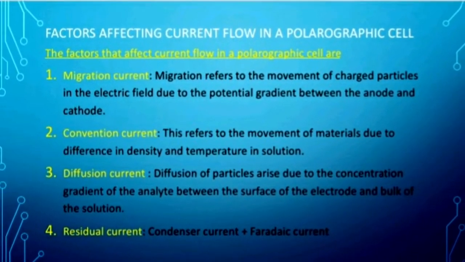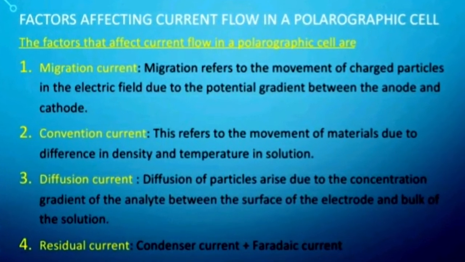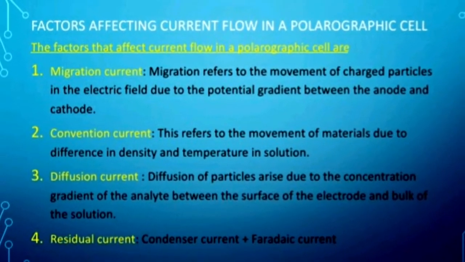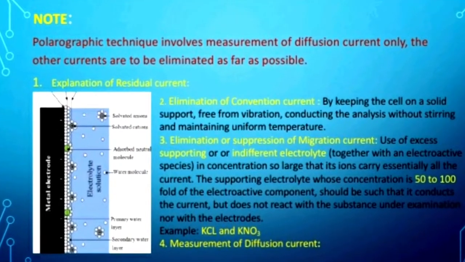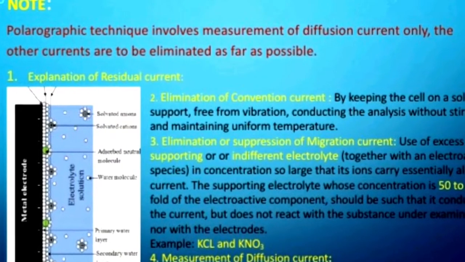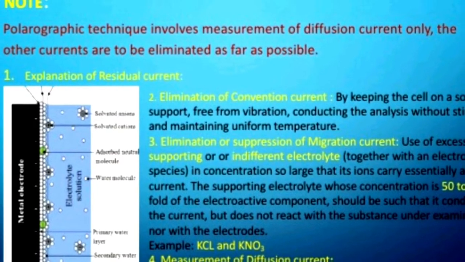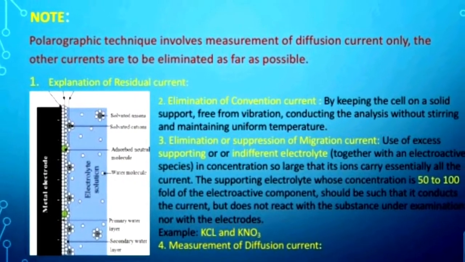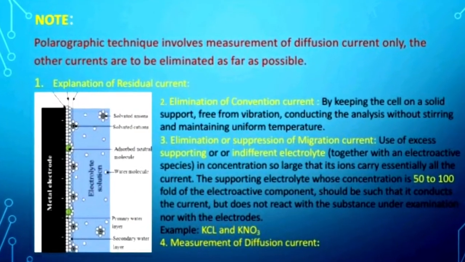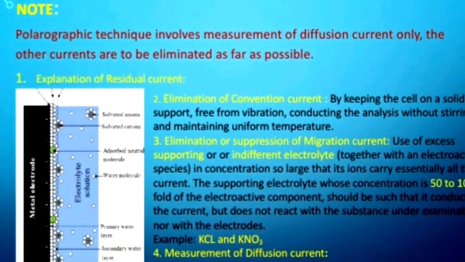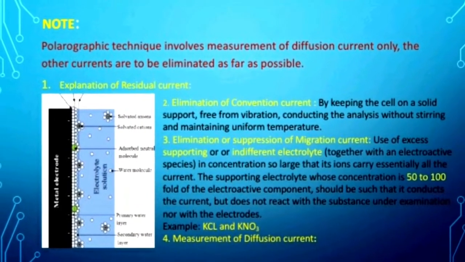The fourth and the final one is residual current. Residual current is a result of the combined effect of condenser current and Faraday current. Here we see that a polarographic technique is one that involves the measurement of diffusion current only. Thus, all the other currents, that is the rest of the three currents that I discussed, are to be eliminated as far as possible. First, I would like to explain what residual current is because I did not do that in the previous slide. Now I'll explain residual current and we'll see if residual current can be eliminated or not.